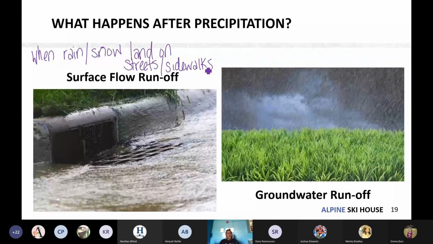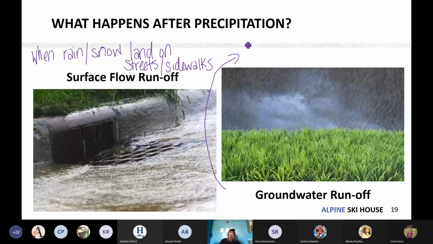And that's because the water cycle struggles with cleaning water when it has chemicals, gases, and all of those things in it. So it's important for us to know that surface flow runoff is when rain or snow, precipitation, land on our streets and sidewalks. Groundwater runoff, and you can easily draw a picture here of rain hitting grass, leaves, bushes, and plants.